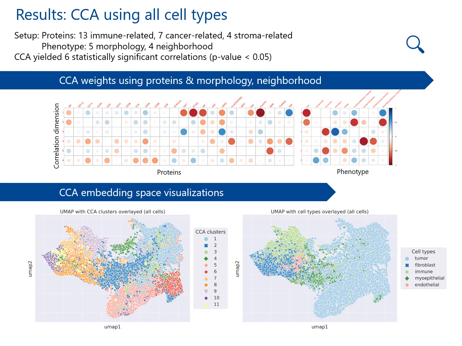Our proposed method can be applied across all the cells available in the data, and the corresponding CCA weights can be visualized to understand feature importances corresponding to proteins as well as the phenotype information. The embedding space resulting from CCA can be visualized using ground truth cell type information as shown on the bottom right, or using the CCA clusters as shown on the bottom left.